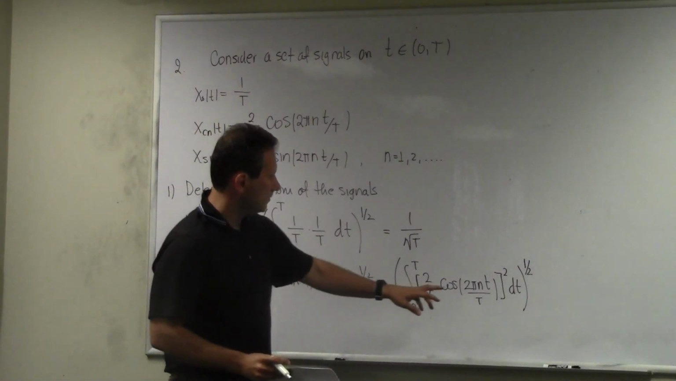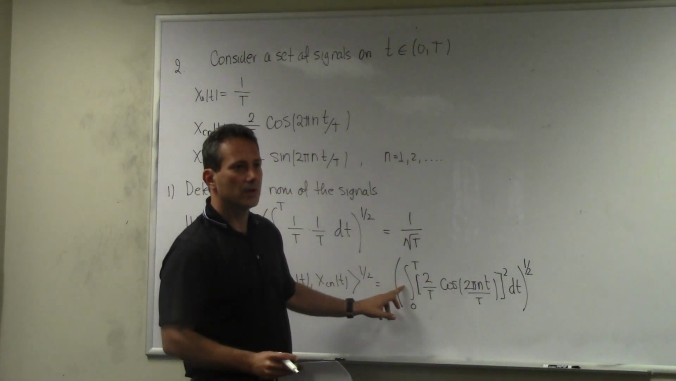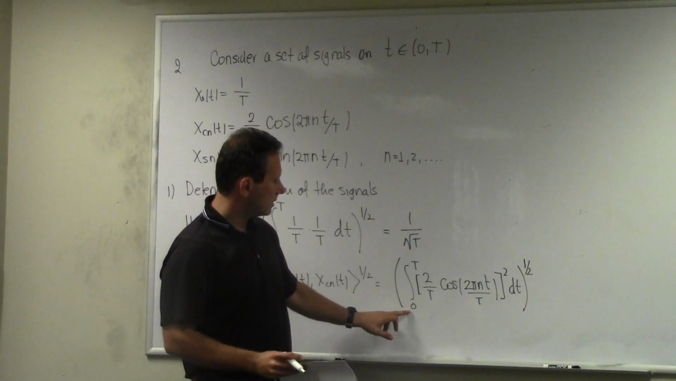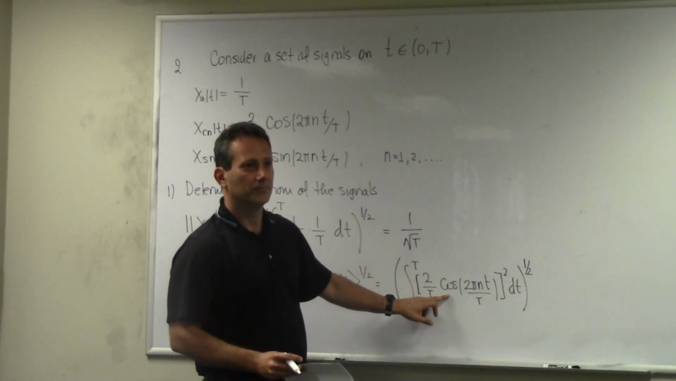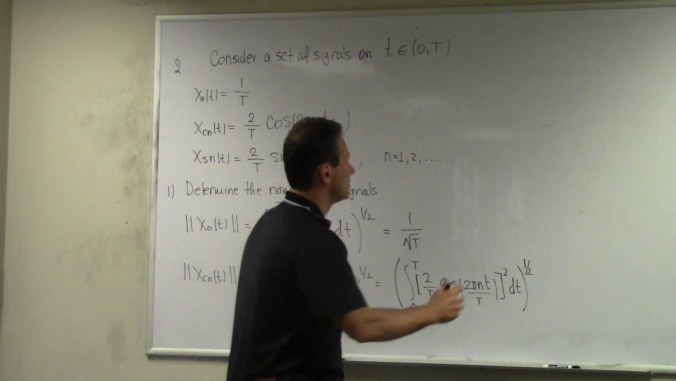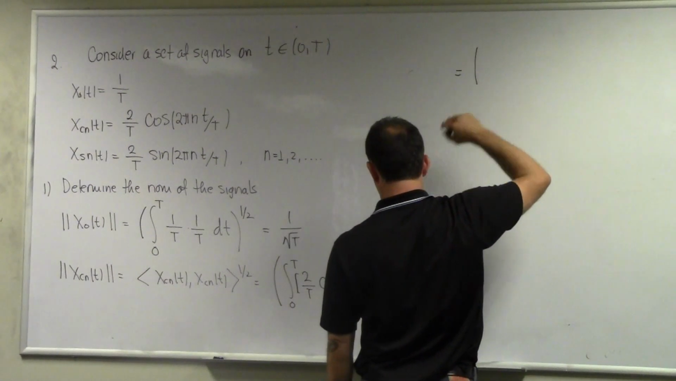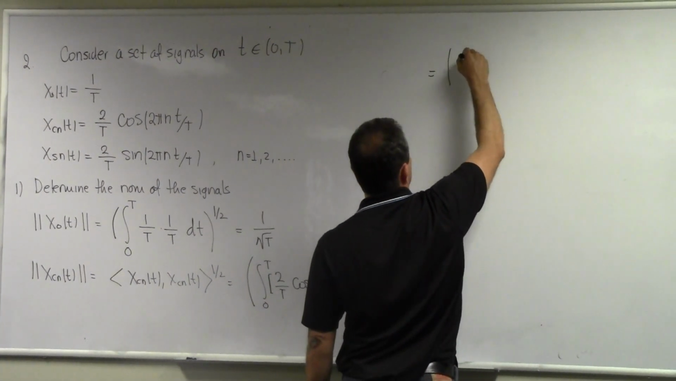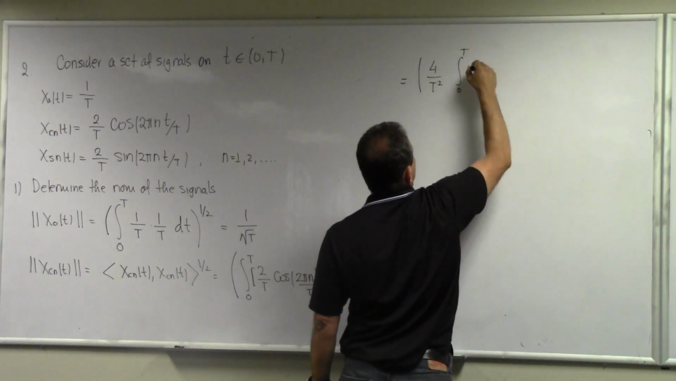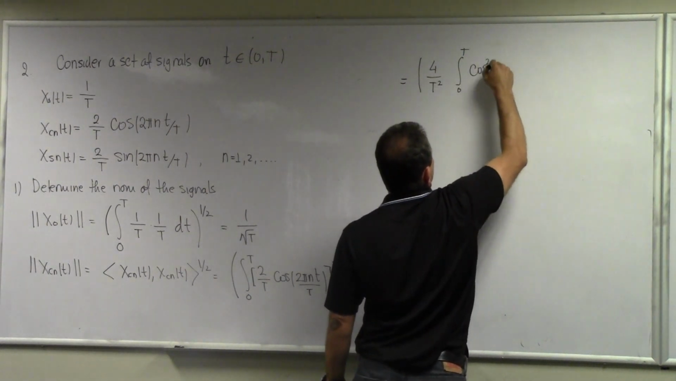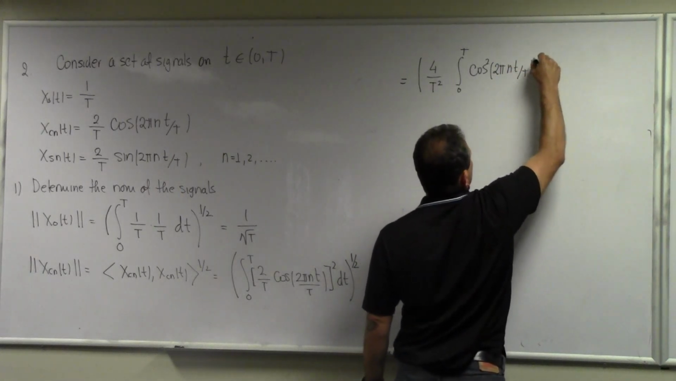It's relatively easy. You can say 2 over T, so it's 4 over T squared outside. And then the integral from 0 to T of cosine squared is T over 2. Let me take one step so that you can see how you can do this integration relatively easily. So this is 4 over T squared, integral from 0 to T cosine squared of 2 pi n t over T dt.